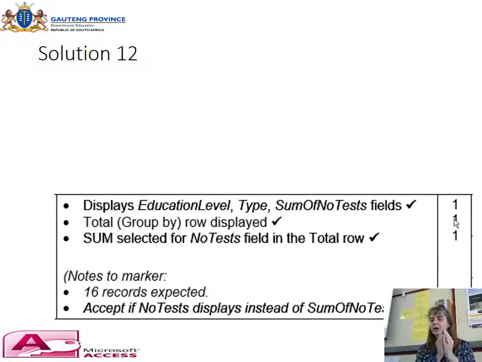Then we look for the group by that needs to be displayed, meaning the total property must be visible. Then underneath the number of tests, we want the sum property to be there, to add up the rows. In the end, we have 16 records, except if no test is displayed instead of sum of no test. So if the field says no test, we also accept it. So they're not very strict here on the name of the field.